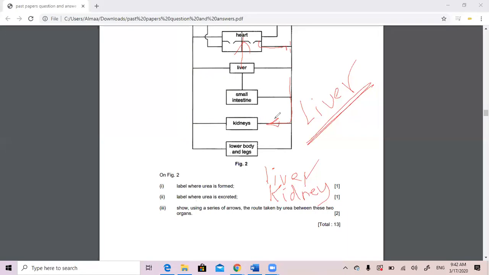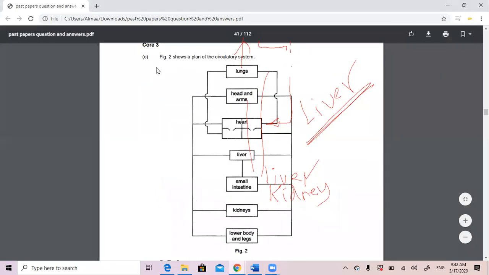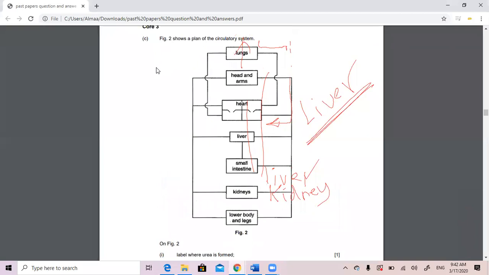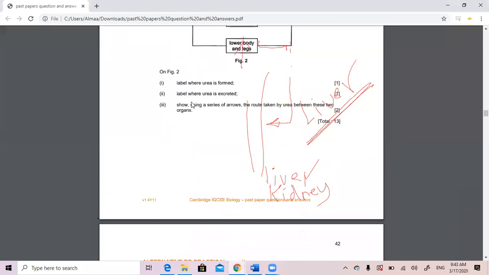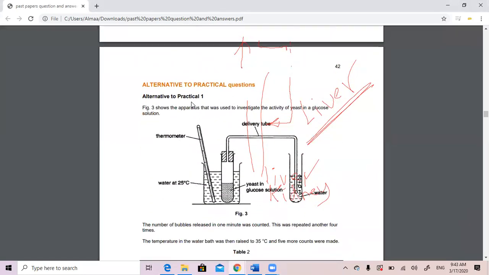Then an arrow from the heart to the lungs, from the heart to the lung up, and then to the lung and back to the heart. Then it will return to the heart. Okay. What is this question? That is the alternative to practical. You will go to this question.